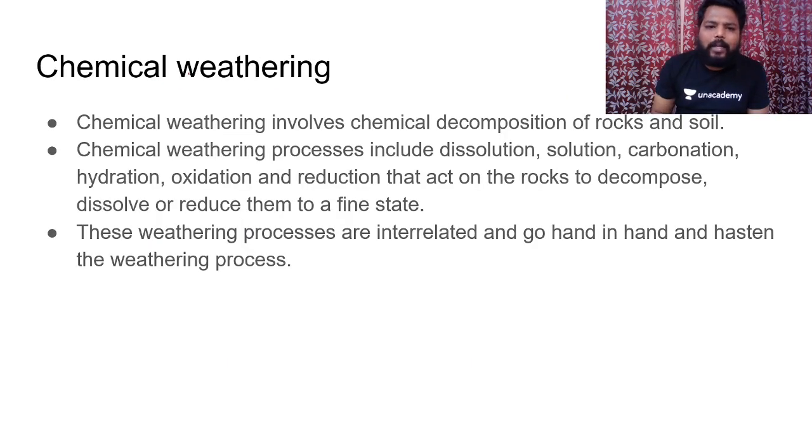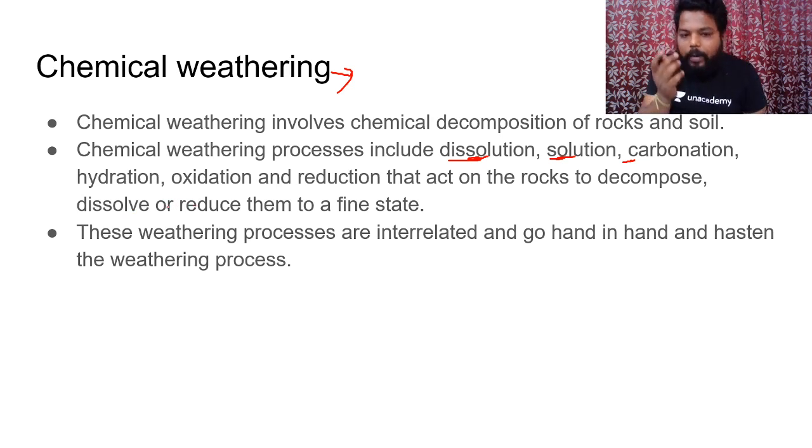Next, chemical weathering. Chemical weathering is very simple. Whenever chemical decomposition of rocks and soil happens, that is considered under the chemical weathering process. It includes dissolution, solution, carbonation, hydration, oxidation, and reduction, which act on the rocks to decompose them.